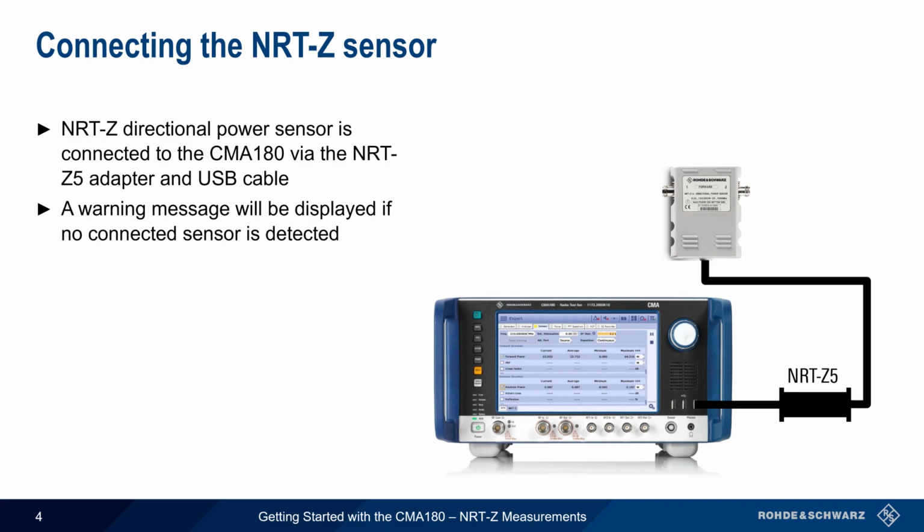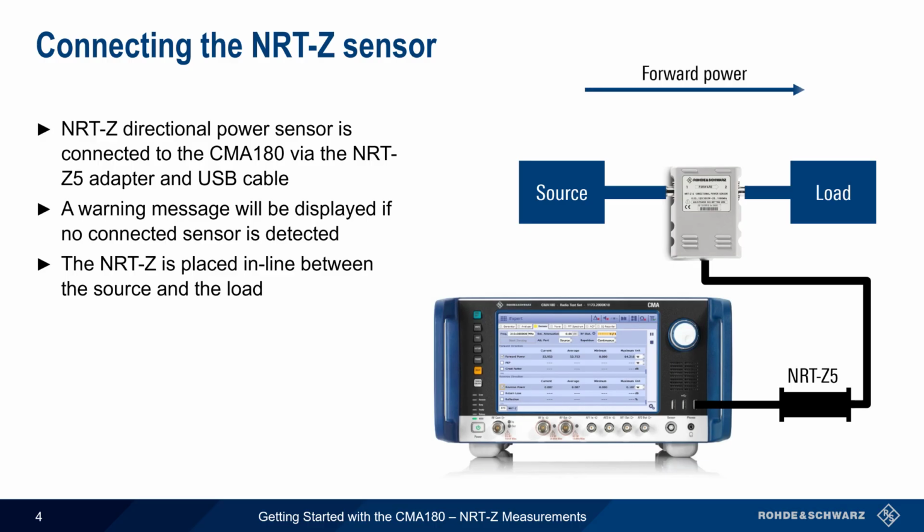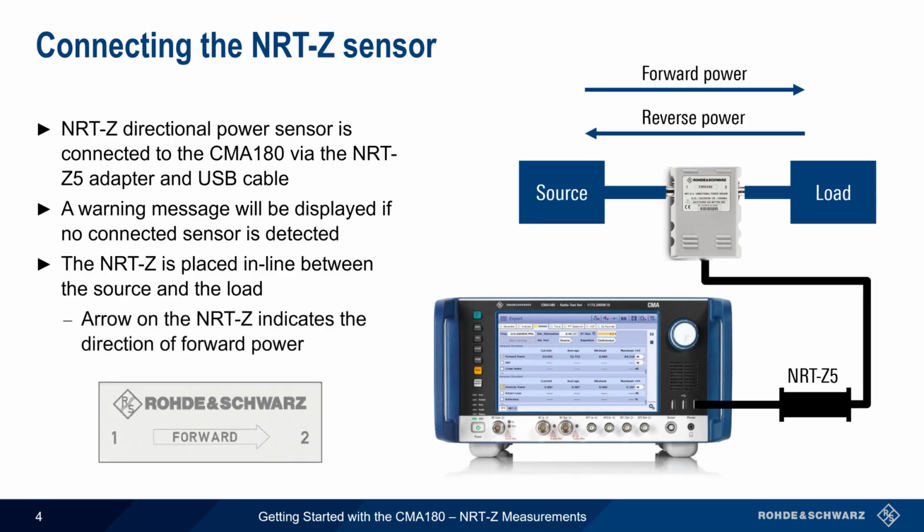In order to make a directional power measurement, the NRT-Z must be placed in line between the source and the load, with the forward power being defined as power from source to load, and reverse power being defined as power reflected from the load back towards the source. Note that on the body of the NRT-Z, there is an arrow indicating the default direction of forward power.